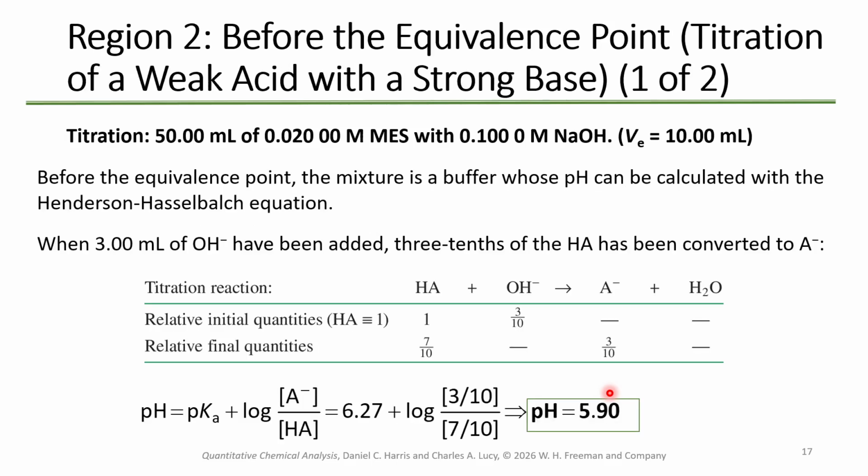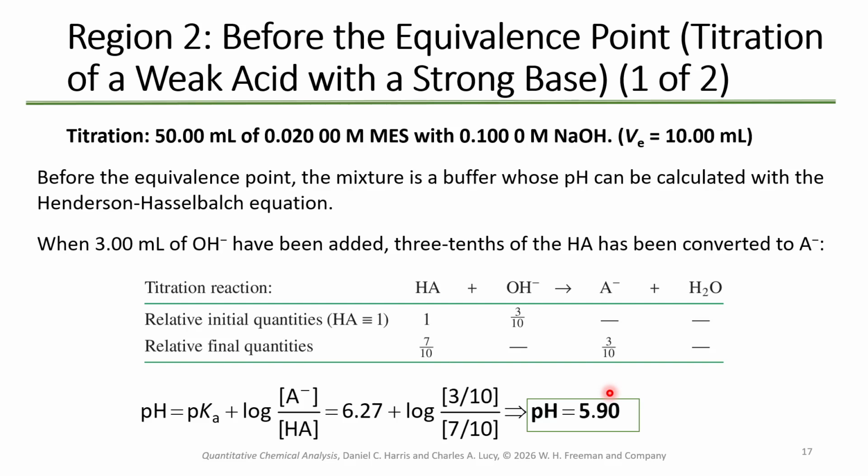Okay, let's look at the next region, region 2. This is where we've added some base. Some amount of base has been added, but we have not gotten to the equivalence point yet. Okay? So whenever we're doing it up to the equivalence point, but we have not reached it yet, we can treat this as a buffer, because we're going to use up some of that acid to make its conjugate base. Okay? And so, yeah, it's not a super effective buffer, probably. This is a very low concentration buffer, right? But it is a buffer.